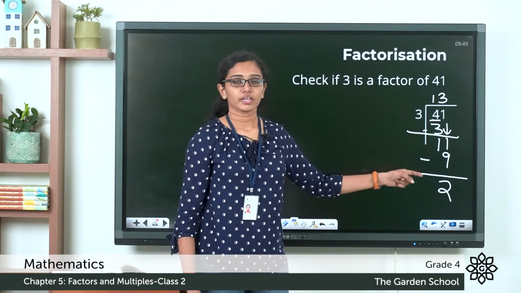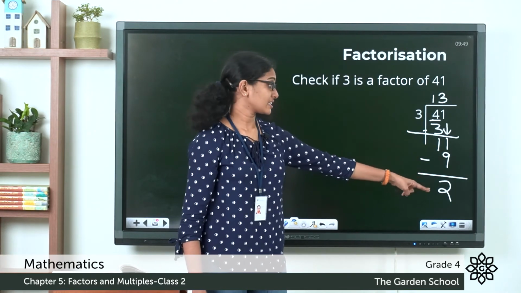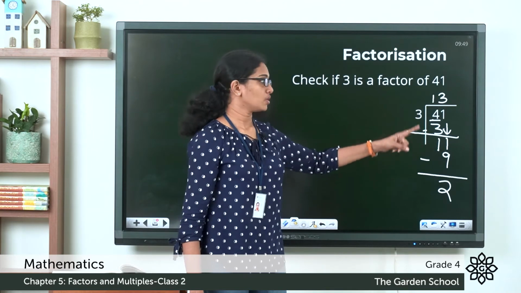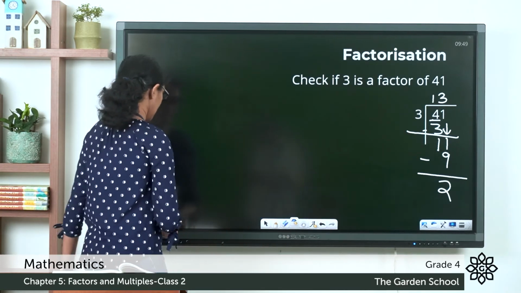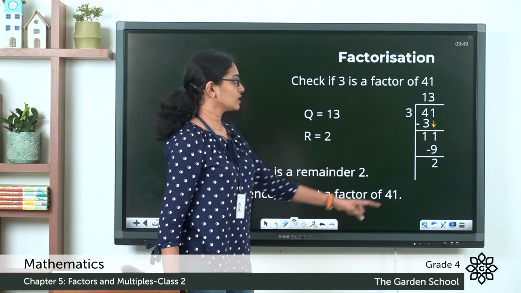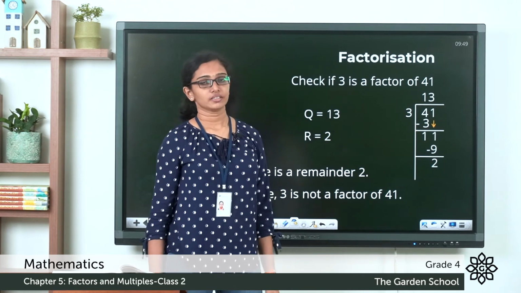Now, are there any more digits to bring down? No. And is 2 divisible by 3? No. So, let's stop the division right there. And we have the remainder here, 2. And the quotient here is 13.